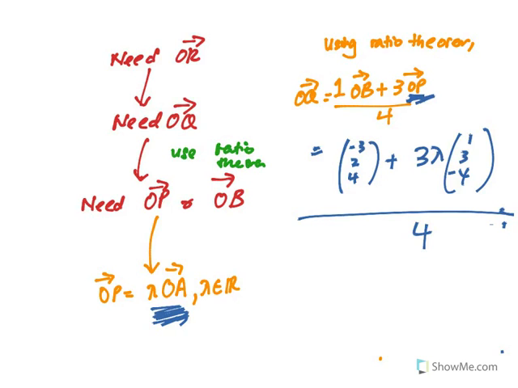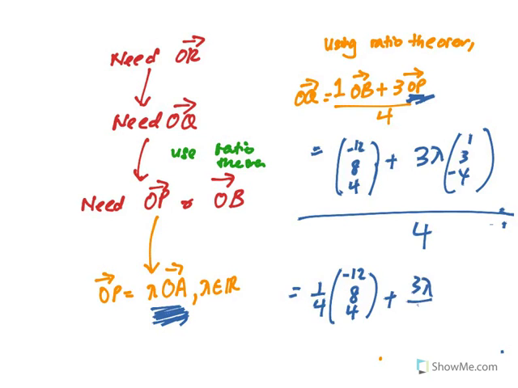Oh, sorry, OB is wrong. OB is -12, 8, and 4. Okay? So from here, you have 1/4 of -12, 8, and 4 plus 3 lambda over 4, 1, 3, -4. Then 1/4 of -12, 8, and 4, you can just write, this becomes, you can see it will cancel off, just -3, 2, and 1.